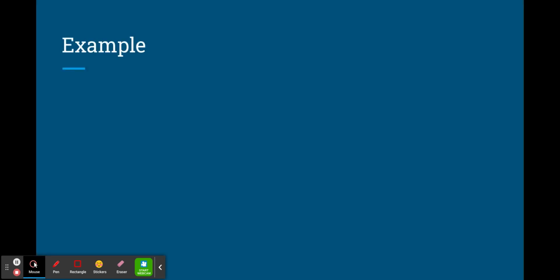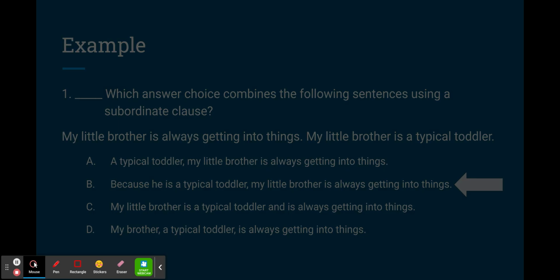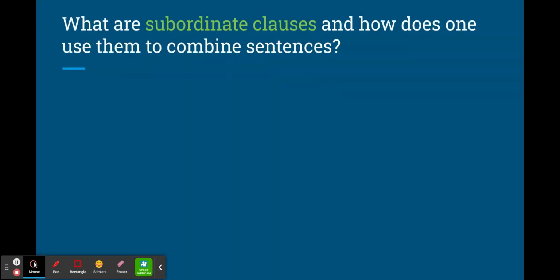So here's an example of a question you might see asking you about subordinate clauses. Which answer choice combines the following sentences using a subordinate clause? We've got the two sentences here. My little brother is always getting into things. My little brother is a typical toddler. All right, here we choose B. I would say, because he is a typical toddler, my little brother is always getting into things. So before we talk about why that's correct, let's talk about what subordinate clauses are and how we use them to combine sentences.